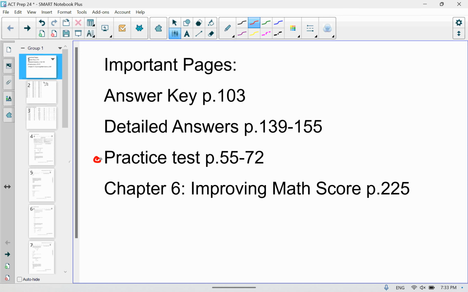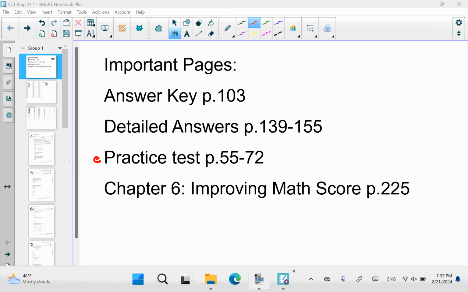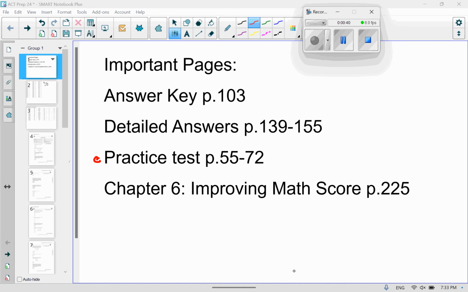So if you're doing it by yourself, it's out of there. If you did it during our session, I gave you a packet that was the same problems. And there's also chapter 6, all about improving your math score, on page 225. I would recommend doing the practice test now if you haven't yet, pausing this, and then coming back to the video later.